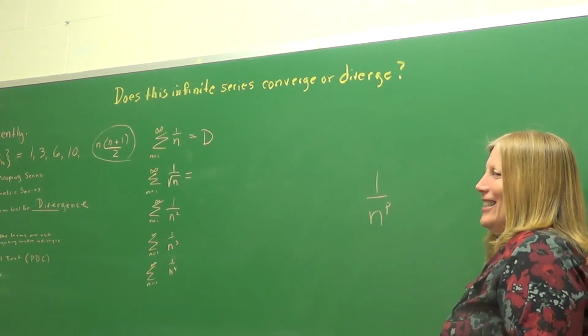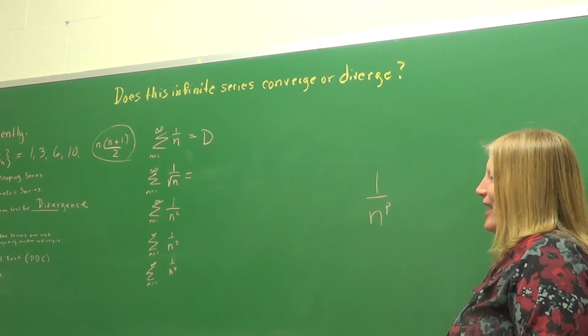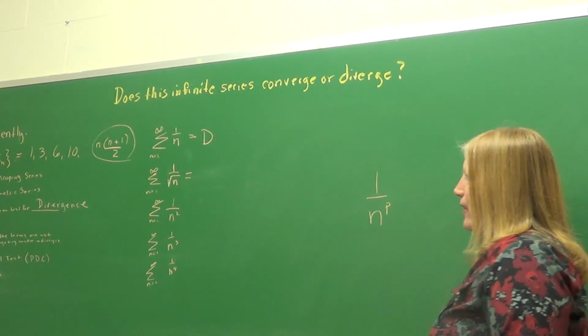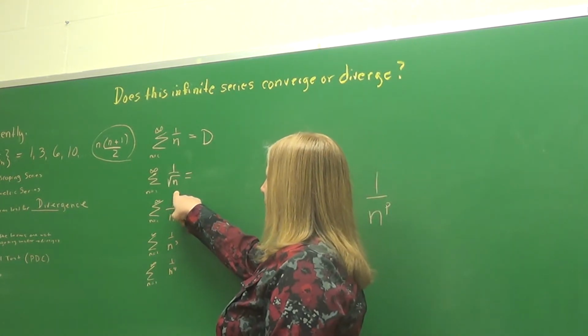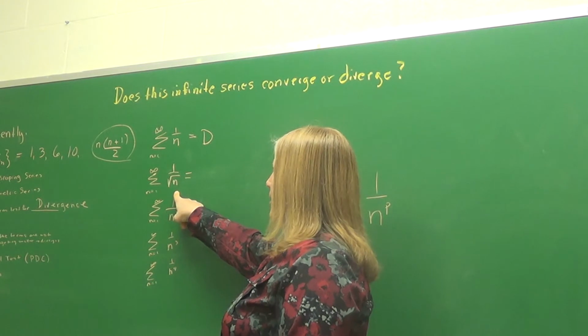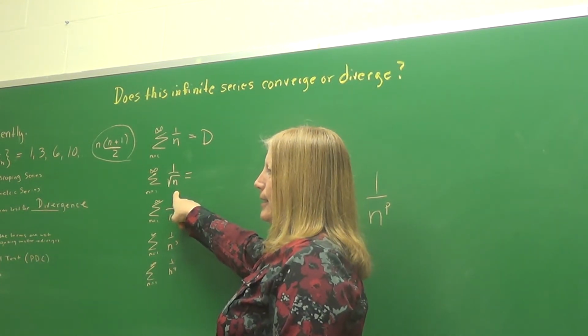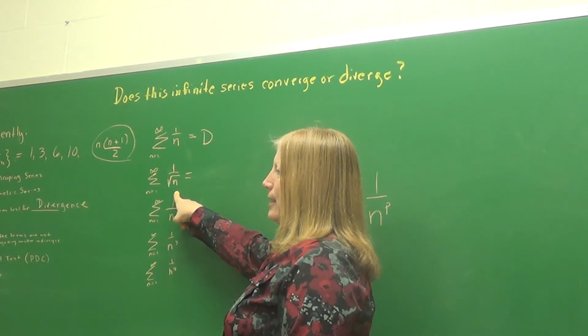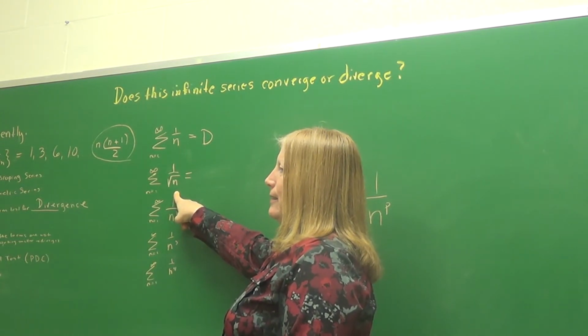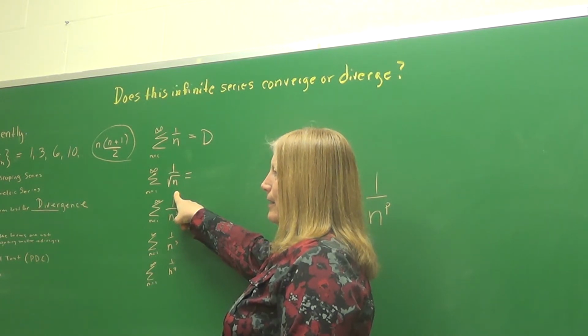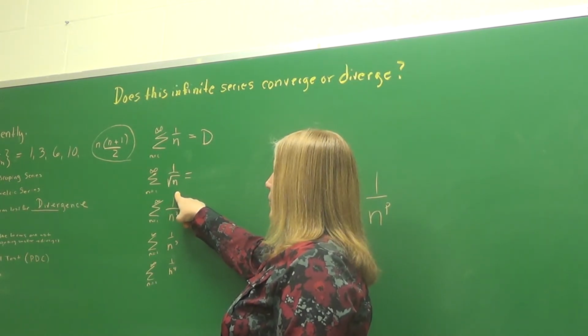If p is less than or equal to 1, then it diverges. All right, so then Jonathan, what would p be in this one? 1 over square root of n. What would p be? It's 1. So it diverges. It is divergent, but p isn't 1.